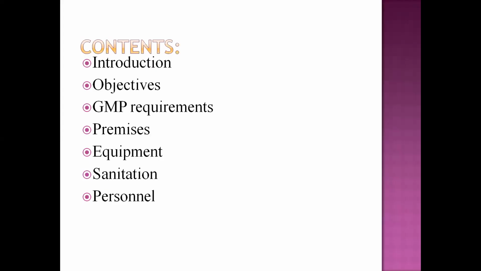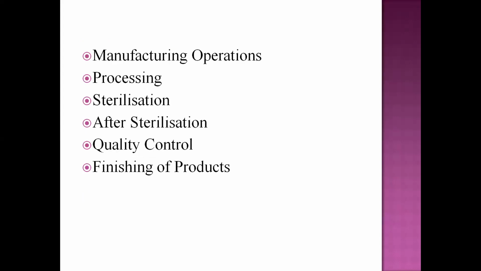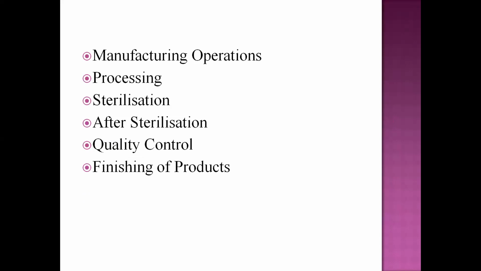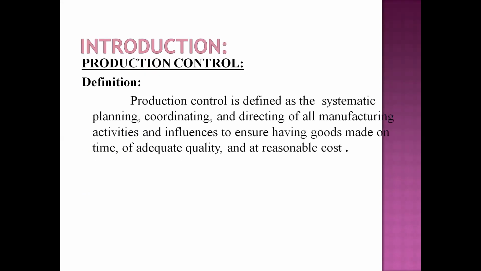So let us look into the contents. Introduction, objectives, GMP requirements, premises, equipment, sanitation, personnel, manufacturing operations, processing, sterilization, then after sterilization, quality control, finishing of products. There are some 13 contents. So let us discuss each one.